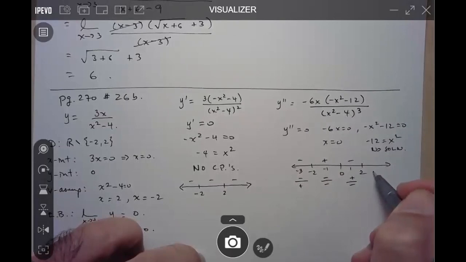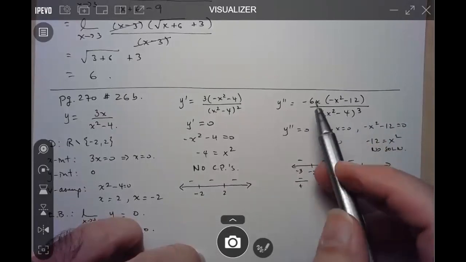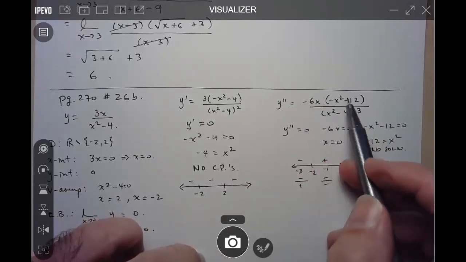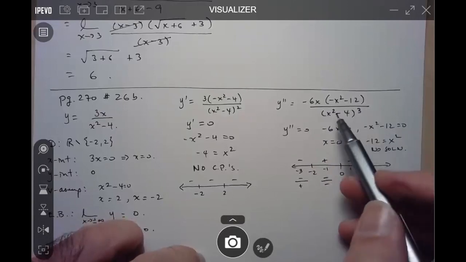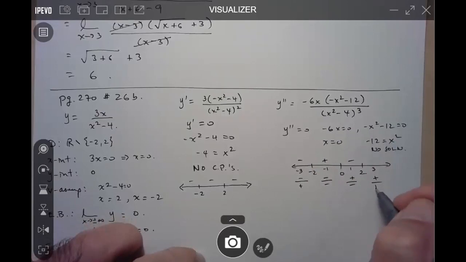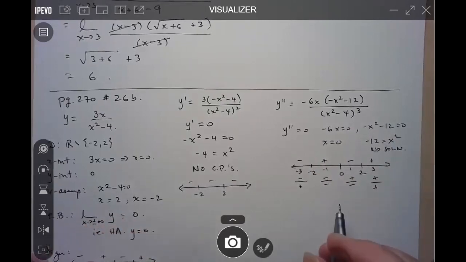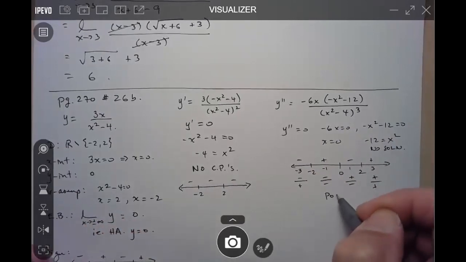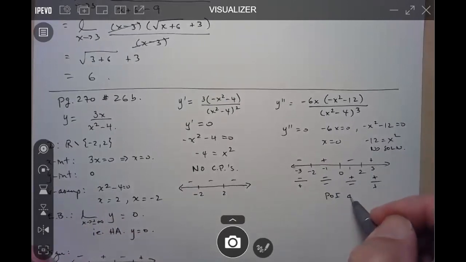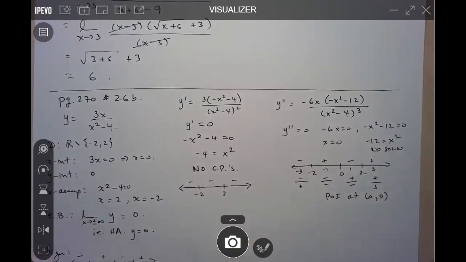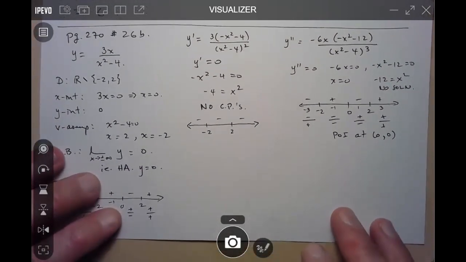And let's do the last one here. Let's pick 3. This is negative, positive, negative. And here 9 minus 4, positive cubed is positive. So that means now I have a point of inflection because the sign changes at 0, but we already know that at 0, the y value is equal to 0. All right, so this is all the information we can get.